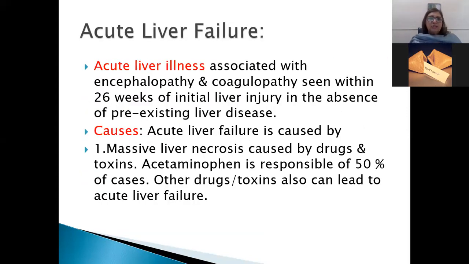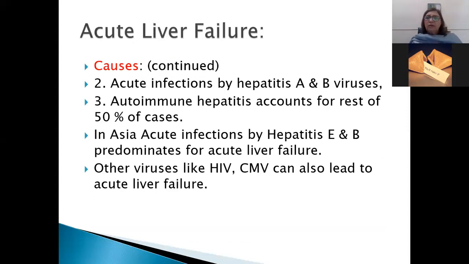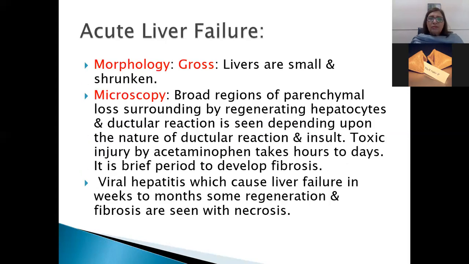The causes are toxins and drugs. Acetaminophen is the most important one. Then infections with hepatitis B virus and hepatitis A virus. Then autoimmune hepatitis. Hepatitis E and B are the most important causes of acute liver failure in Asia. Then HIV and cytomegalovirus: human immunodeficiency virus and cytomegalovirus are also causes of acute liver failure.